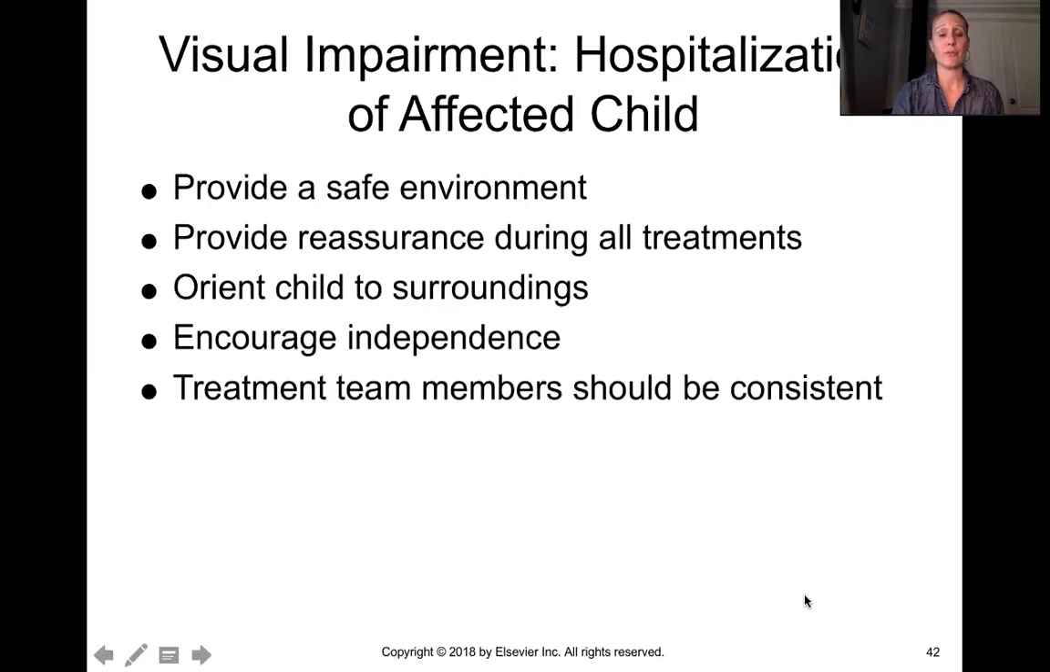For the hospitalized child, we're going to be really concerned about their environment. Visually impaired children learn their environment by knowing where everything is, and they're safe in their environment because they know where things are. A hospital is a foreign environment to them, so we're going to have to give them a really good orientation to where they are, in addition to, during the treatments, providing them with a step-by-step audio explanation of what's going on, and reassurance.